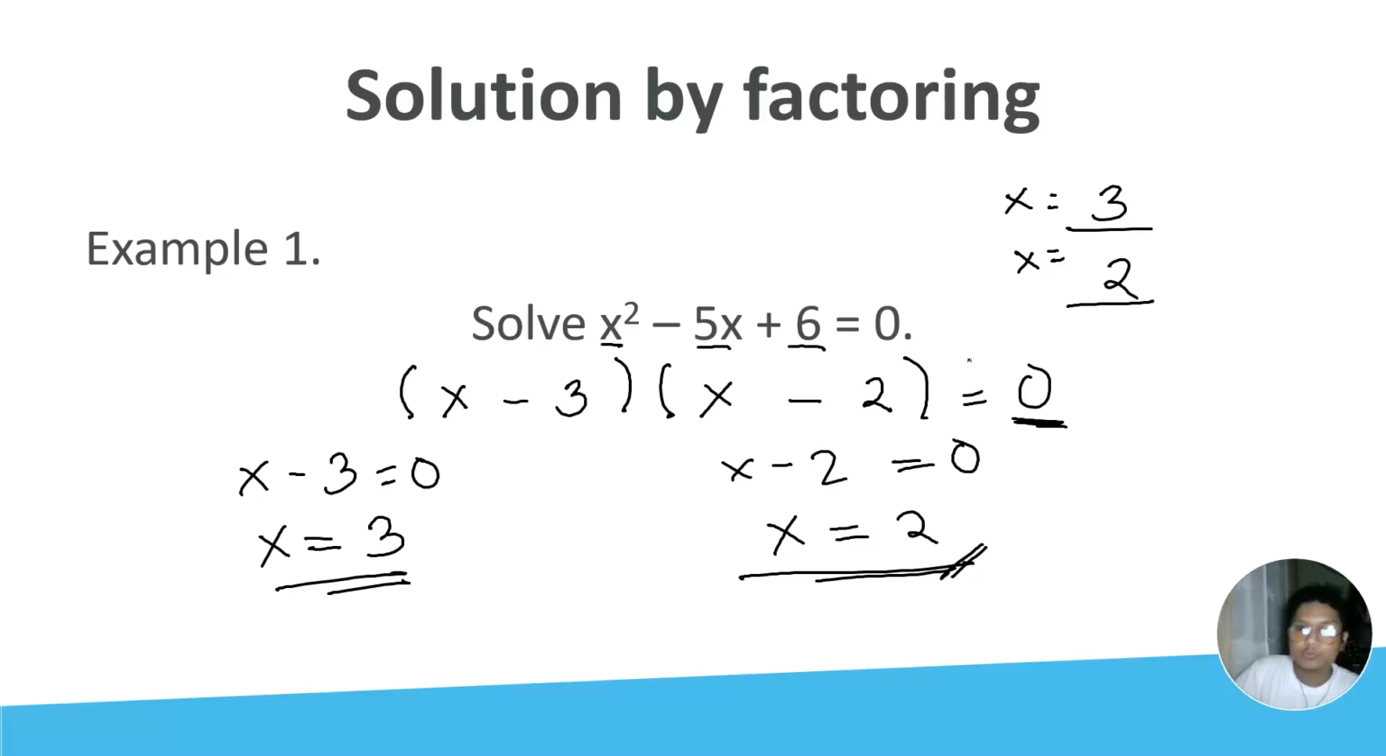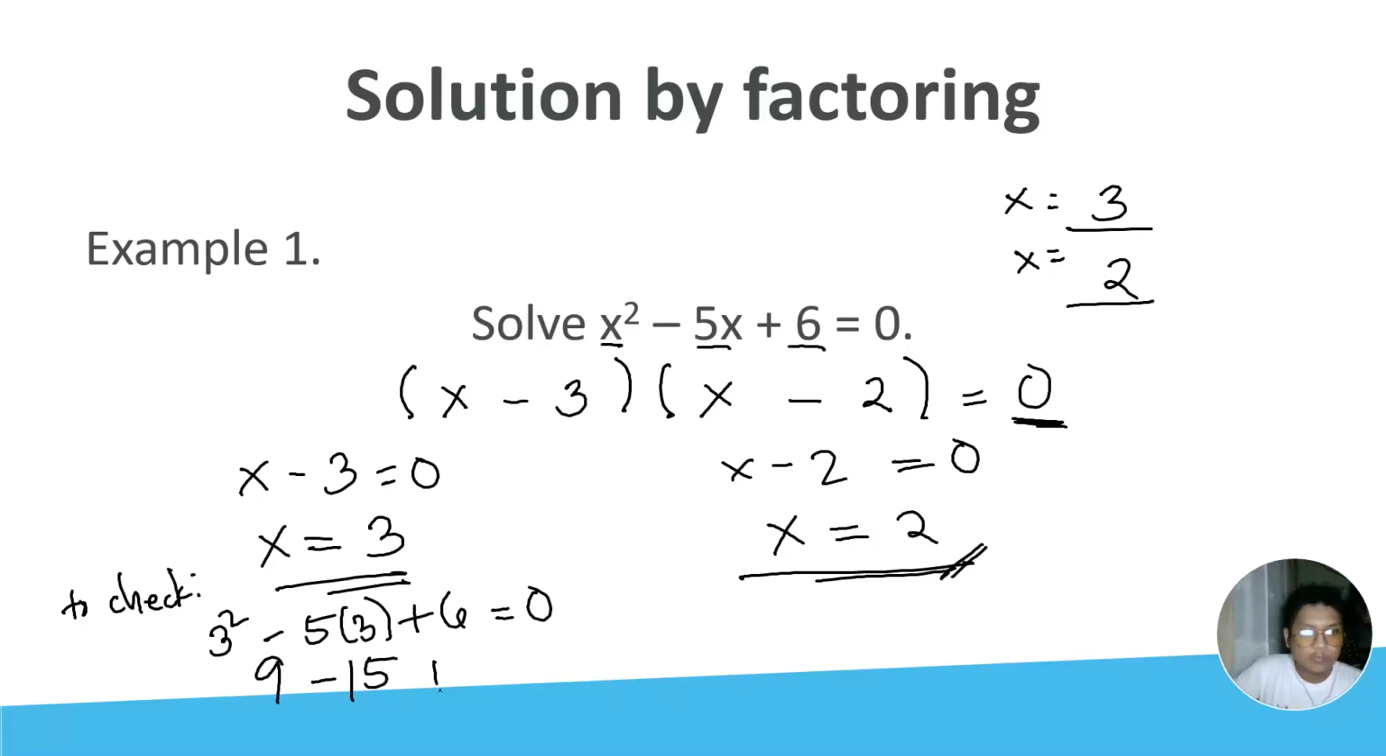3 and 2. To check, substitute natin using 3. Okay, using 3 to check. Substitute 3. 3 squared minus 5 times 3 plus 6. So, dapat mag-equal sa 0 siya. Kaya, 9 minus 15 plus 6 equals 0. So, 0 is equal to 0 kasi negative 6.